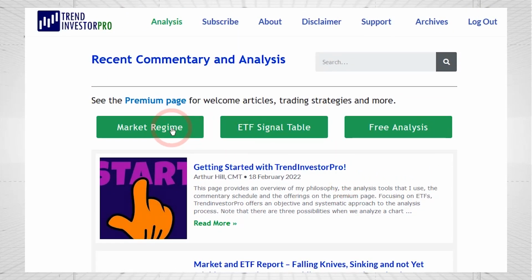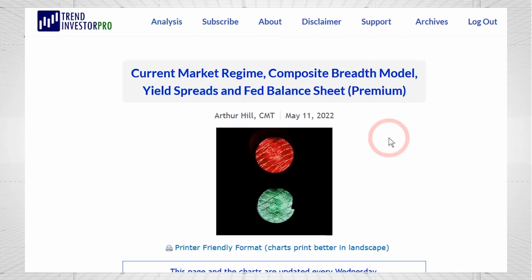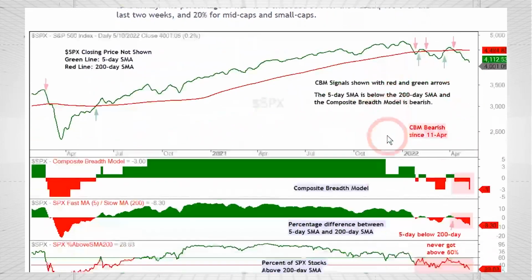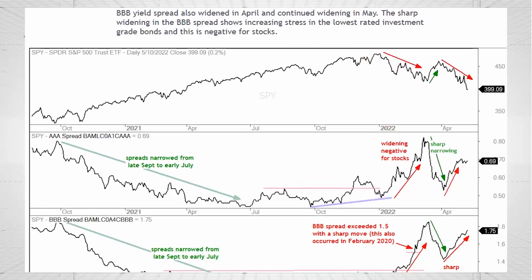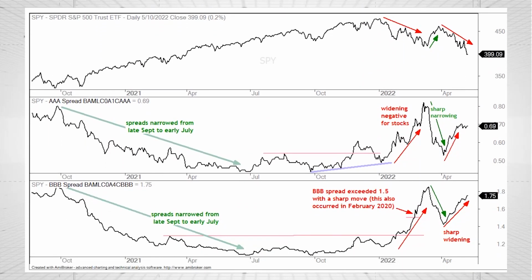Now, I'm going to go to the market regime page here because part of my market regime analysis has to do with the credit markets. And to analyze the credit markets, I look at yield spreads. And what we're seeing is a very sharp widening of yield spreads. So here we've got the AAA yield spread and the BBB yield spread.